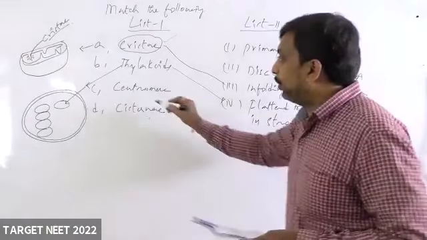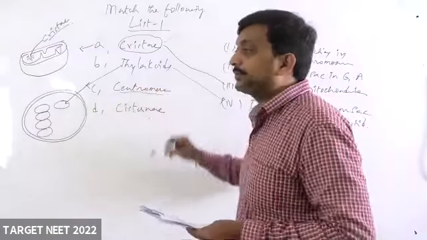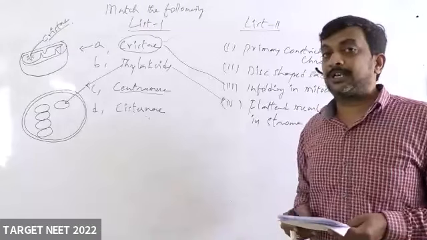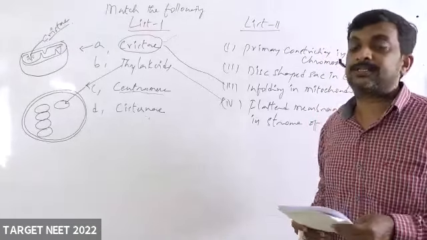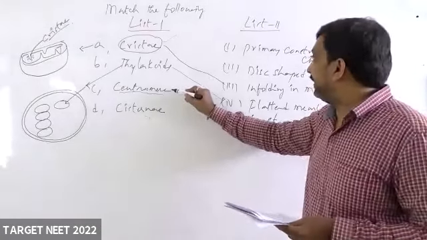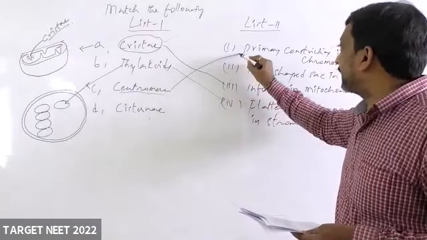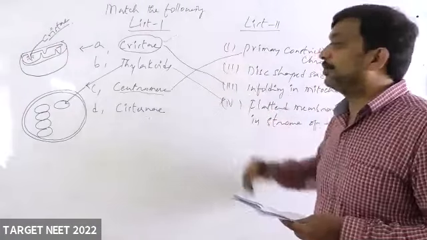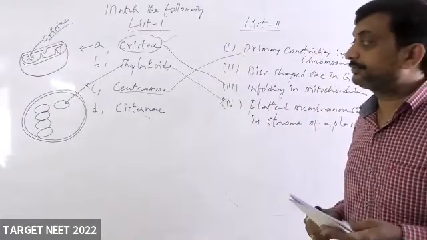Next, a centromere. Just now we have seen the previous question, based on the position of the centromere, the chromosomes are classified. In the same manner, the centromere here is called the primary constriction in a chromosome. So for C, this will move to option 1.